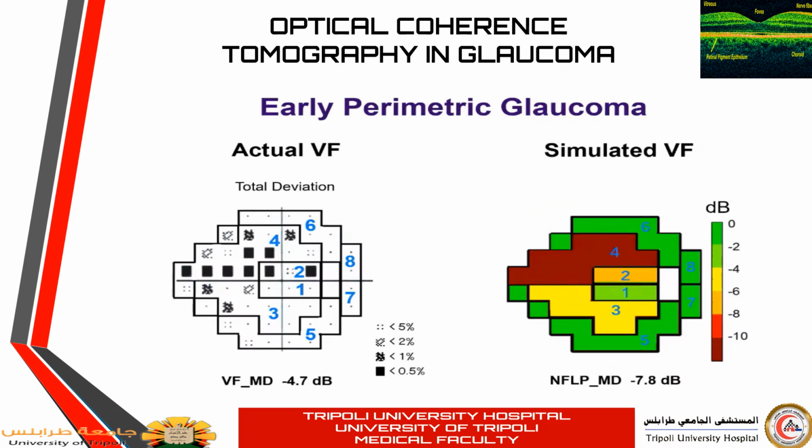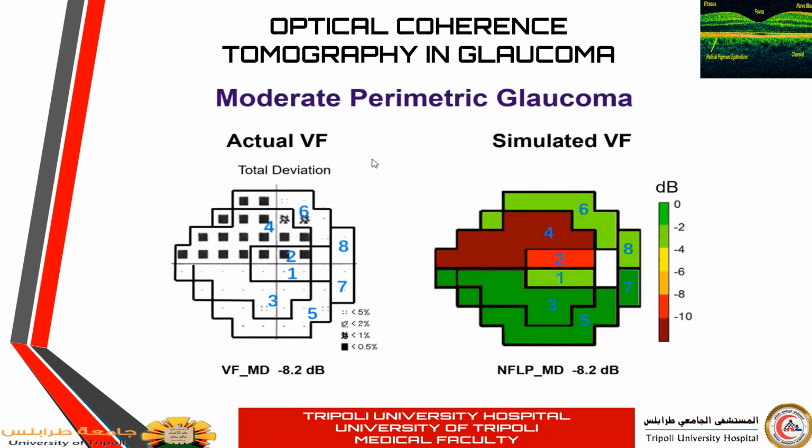Now in this slide, we compare two patients with early perimetric glaucoma. We compare the simulated visual field with the actual visual field. You can see clearly that the simulated visual field is to a large extent comparable to the actual visual field, although the simulated visual field shows marked and severe disease as compared to the actual visual field. You can see the nerve fiber layer plexus mean deviation is -7 decibels, however in the actual visual field it is -4 decibels. But you can see clearly the areas affected are exactly and nearly comparable between the two visual fields.